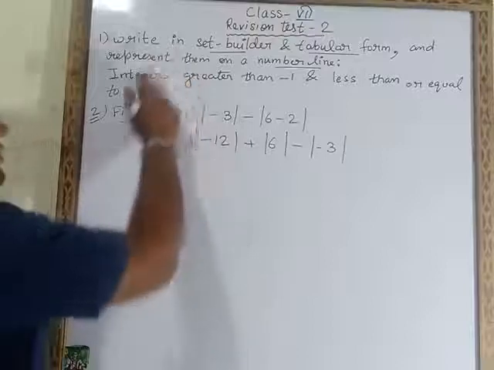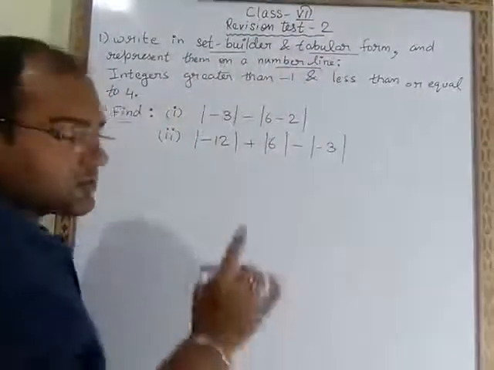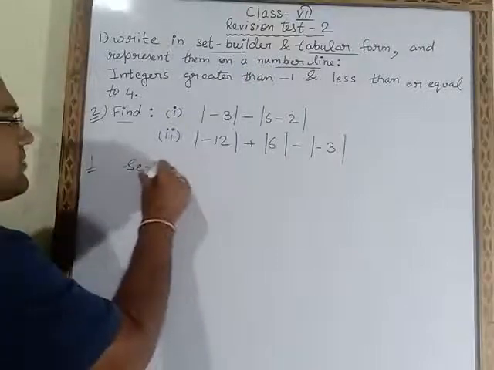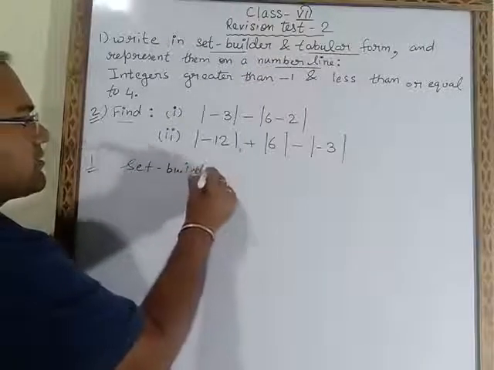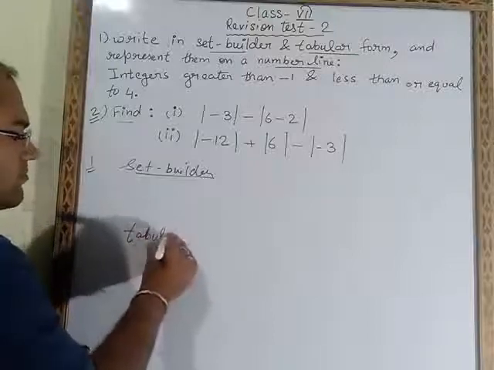How you will do this question number first? The question is you have to write in set builder and tabular form. So first of all you have to write two headings. First heading will be for set builder and second heading will be for tabular form.